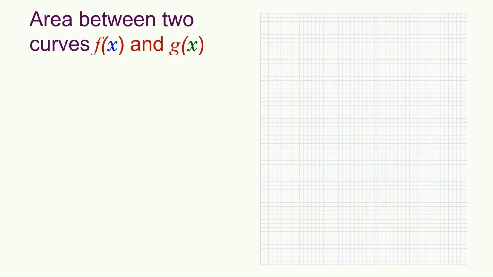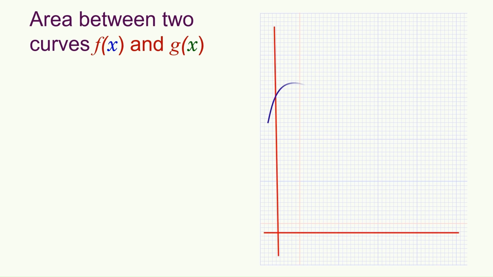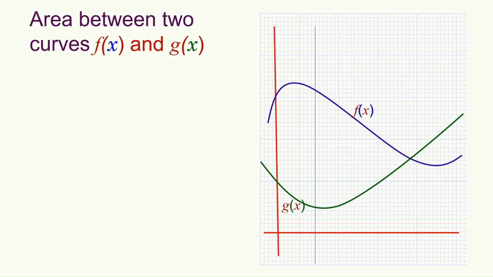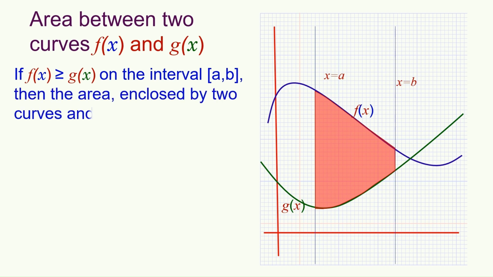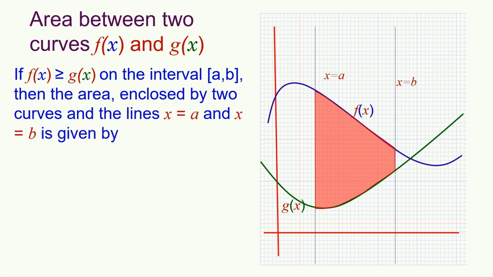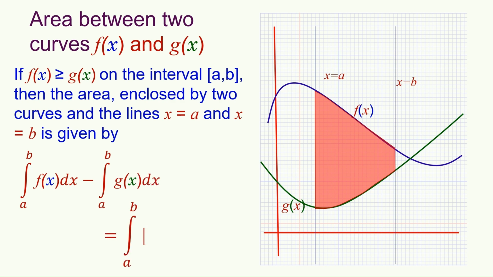Area between two curves f(x) and g(x). If f(x) is greater than or equal to g(x) on the interval [a, b], then the area enclosed by the two curves and the lines x equals a and x equals b is given by definite integral of f(x) with respect to x from lower limit a to upper limit b, minus definite integral of g(x) with respect to x from a to b, equals definite integral of f(x) minus g(x) with respect to x from lower limit a to upper limit b. Now, watch the animated explanation and understand.